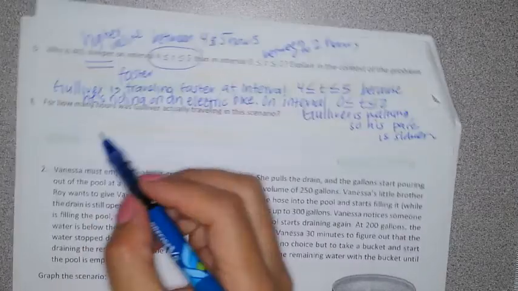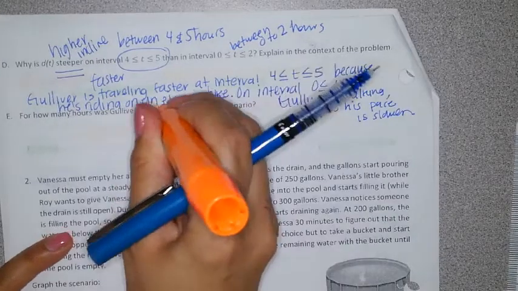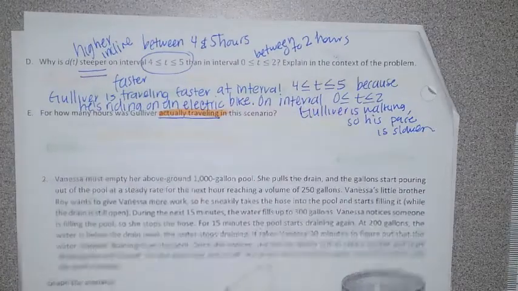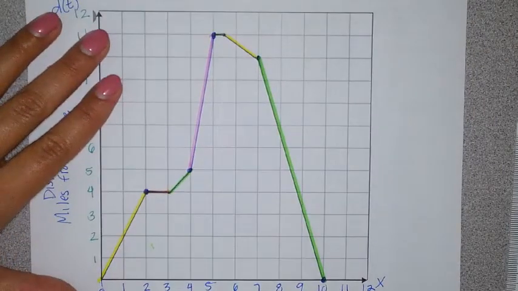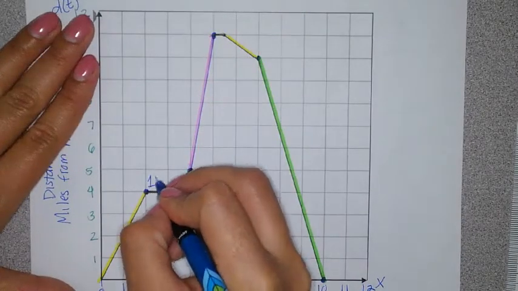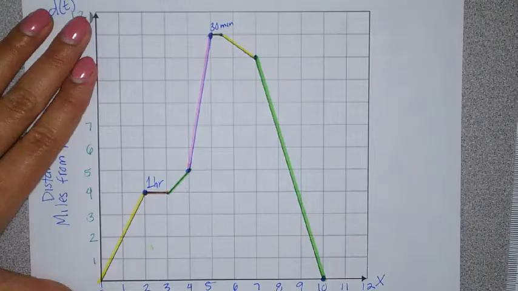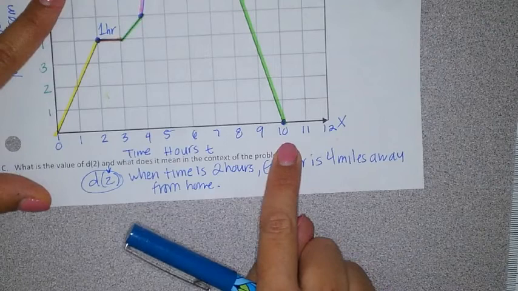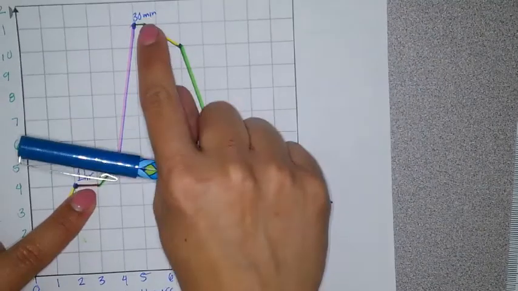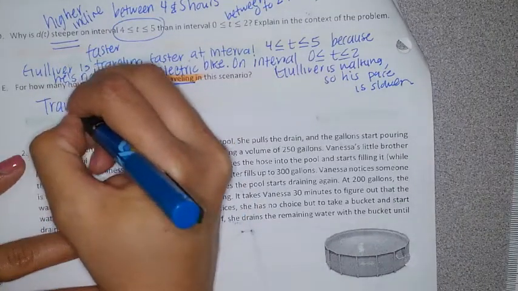Letter E, how many hours was Gulliver actually traveling in this scenario? Actually traveling. So like moving. So if we go over here, we see that he's moving pretty much everywhere except for this part right here and this part right here. This is where he's resting, this is a 1 hour rest. And this over here, it's the 30-minute rest. Okay? So if he's traveling from 0 to 10 hours, right? And he's resting 1 hour and 30 minutes. So travel time, or total time actually.